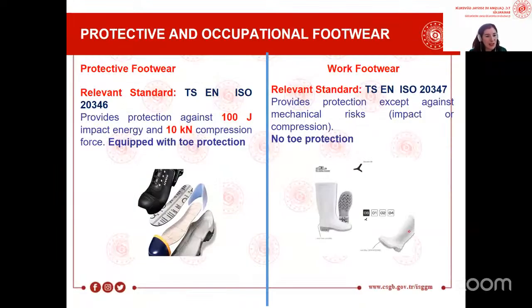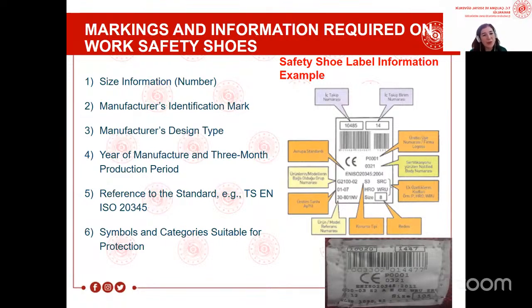And you can see the visualizations of protective footwear and work footwear. The first standard is for footwear equipped with toe protection. You can see the figures. And the other one is without toe protection. Markings and information required on work safety shoes. The manufacturer should inform about size information, manufacturer's identification mark, design type, and the year of manufacture is important, and the 3-month production period is important. The relative standard should be stated. The symbols and categories suitable for protection should be stated.